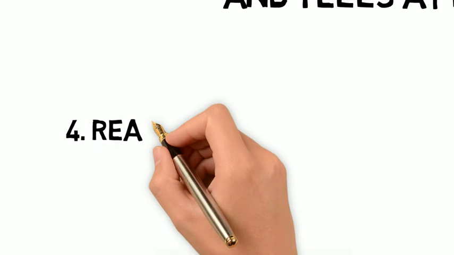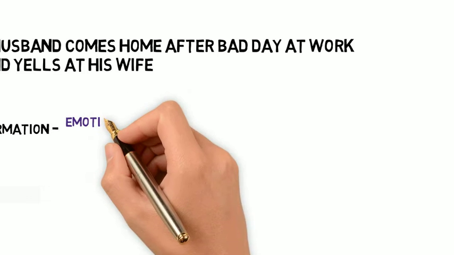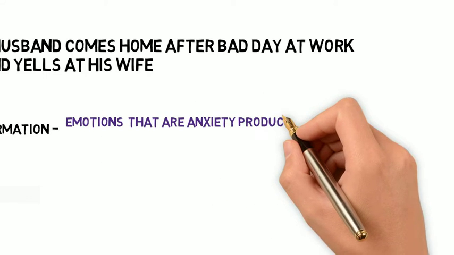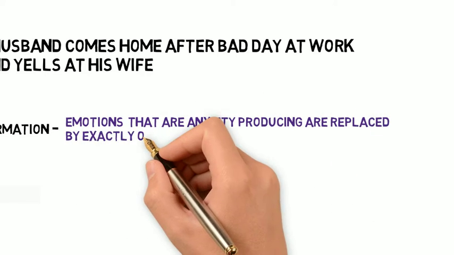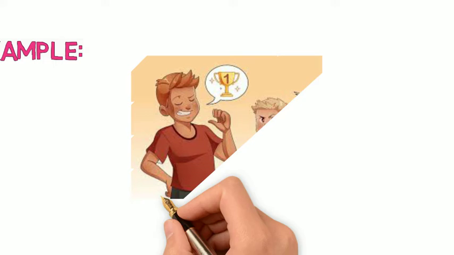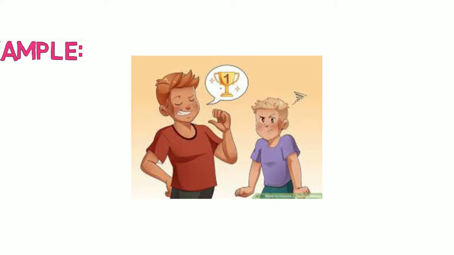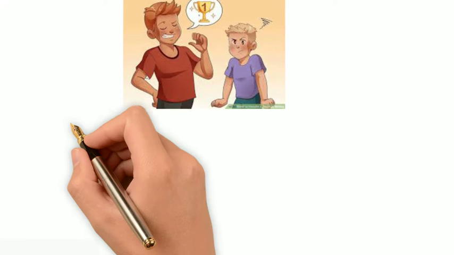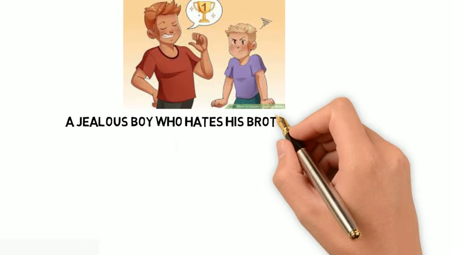The fourth defense mechanism is reaction formation. Reaction formation means emotions or impulses that are anxiety producing are replaced by exactly the opposite. Example: here is an example of a jealous boy who hates his elder brother but may show him respect and affection.